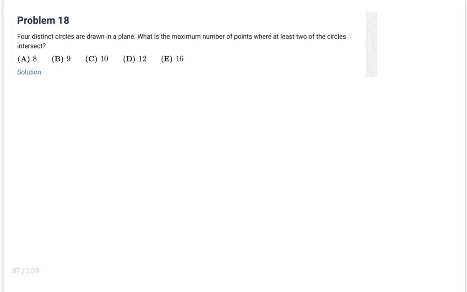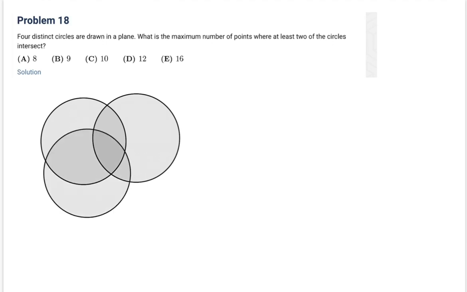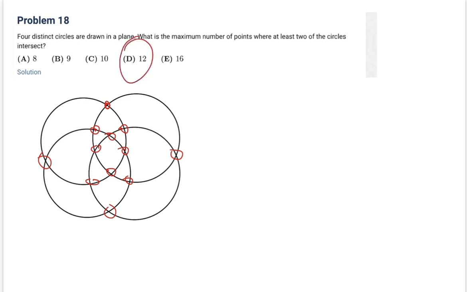Problem 18. 4 distinct circles are drawn in a plane. What is the maximum number of points where at least 2 of the circles intersect? So there are 4 distinct circles, and let's make it so that there are as many intersection points as possible. This is the way where there are as many intersection points as possible. So the maximum number of points are 1, 2, 3, 4, 5, 6, 7, 8, 9, 10, 11, and 12. So the number is 12, it's D.